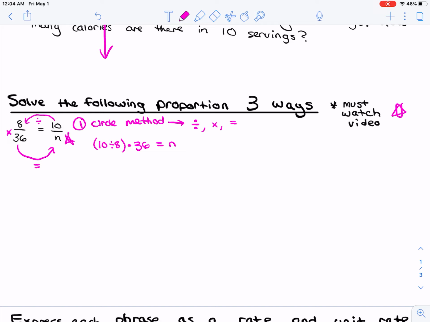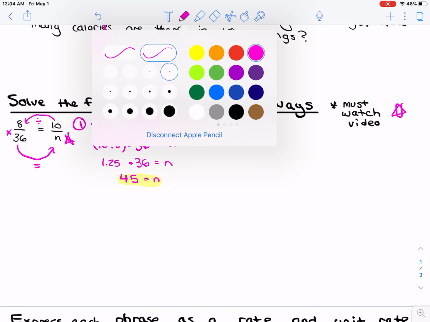So with the calculator, you can go ahead and do this part. 10 divided by 8, we would get 1.25. And then we're going to multiply that by 36. And 1.25 times 36 is 45. So your final answer here is going to be n equals 45. So that's your circle method.